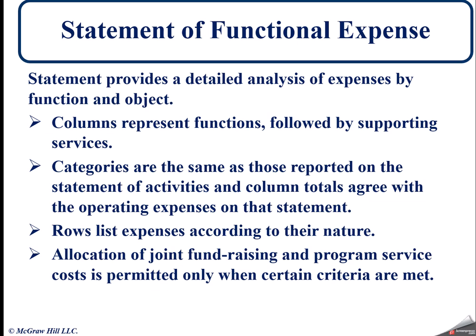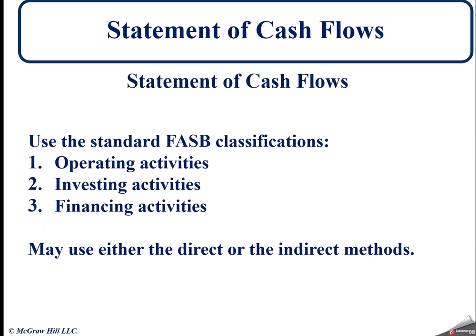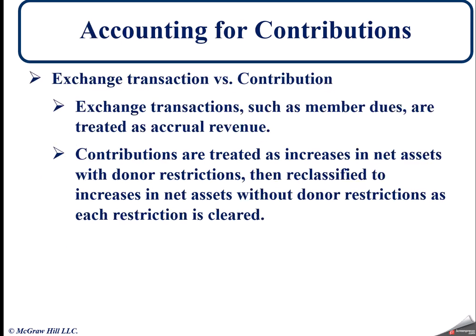The statement of functional expense provides a detailed analysis of the expenses, and the categories again are going to be the same as those reported in our statement of activities, and they all should tie out. But they're going to list out those expenses according to what type of expense they are. And then our statement of cash flows is basically the same as any company, where we have our operating cash flows, our investing cash flows, and our financing cash flows.